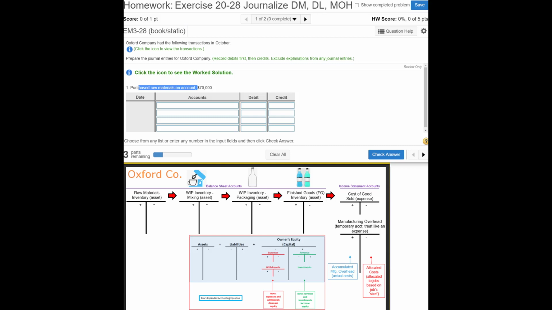They're going to have raw materials, and raw materials are going to go from the raw materials inventory account, which is an asset, to work in process inventory for the mixing department. So they've got a mixing department followed by a packaging department. Whatever their product is, it gets mixed and then packaged, and once it's finished, it's sent to the finished goods inventory where it awaits sale.